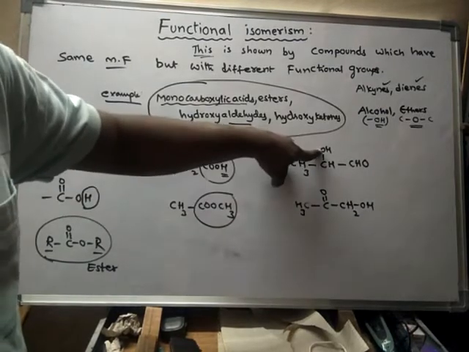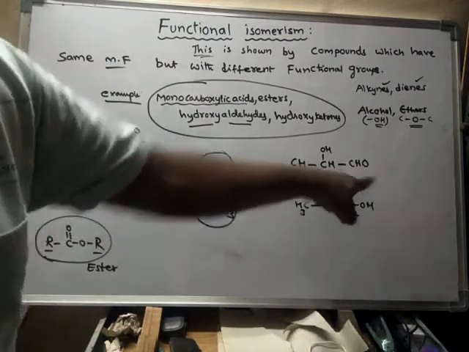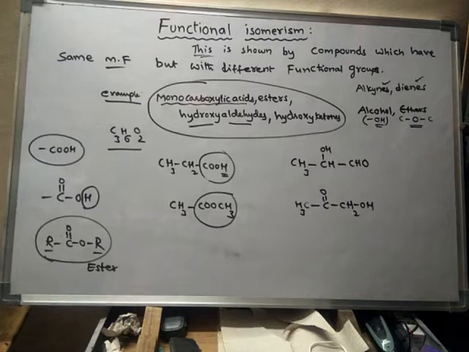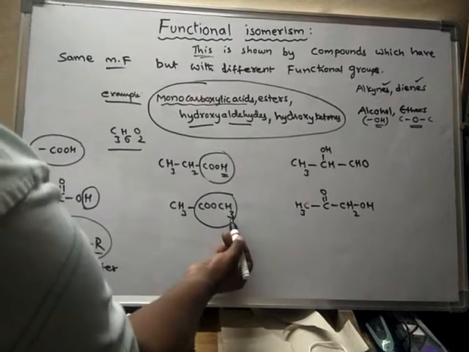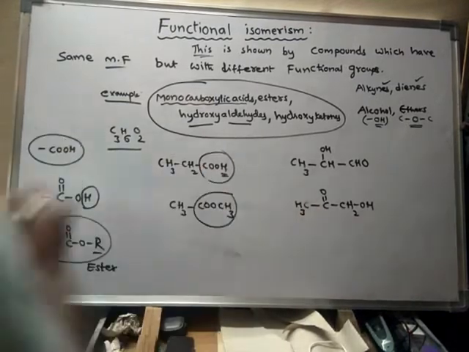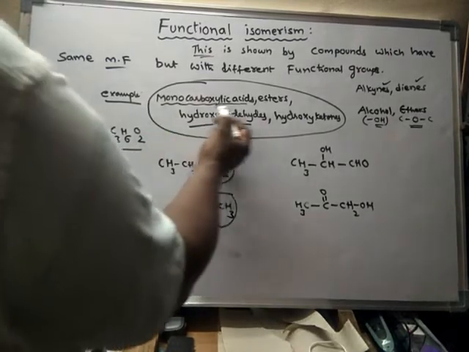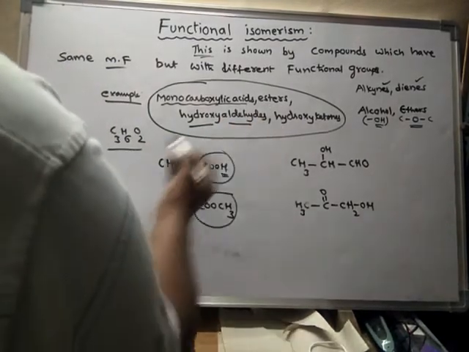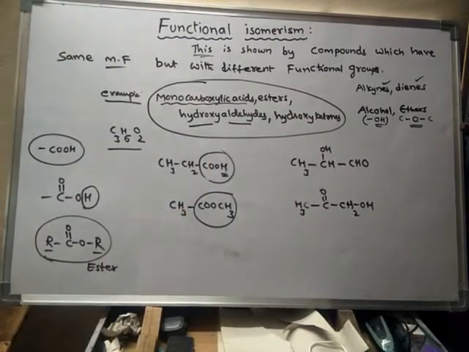See, here also the alcohol functional group is present, but here it is a ketone and here it is an aldehyde. So these two are different functional groups. Okay, such compounds are said to be functional isomers. So this is a functional isomer to these three, and likewise for each of the others. So all of them are functional isomers to each other. Generally, monocarboxylic acids are functional isomers to esters, hydroxyaldehydes, and also to hydroxyketones. So like this. Okay, so this is an example, right?